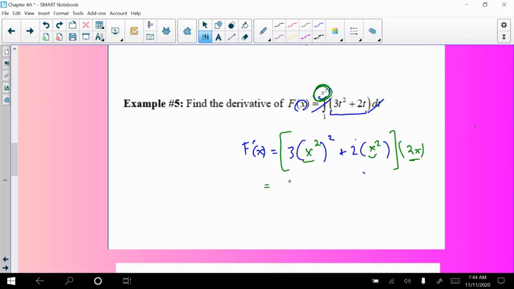And so think about that. So you get 3 and then x squared squared, so that's x to the 4th, plus 2x squared, all times 2x. And you could distribute that 2 here. So 3 times 2 is 6, x to the 5th, plus 2 times 2 is 4, x cubed. So there is your derivative with a chain rule.